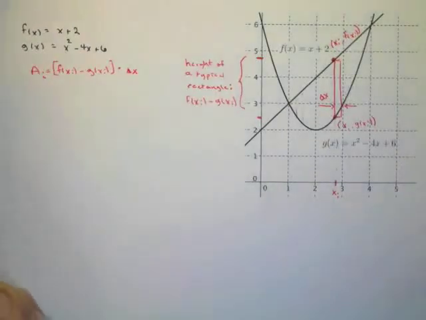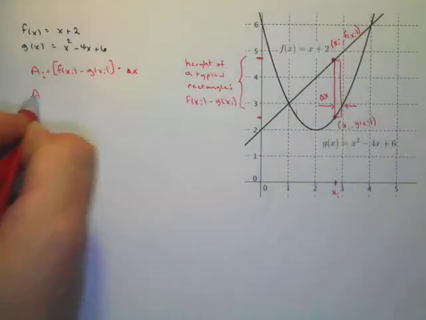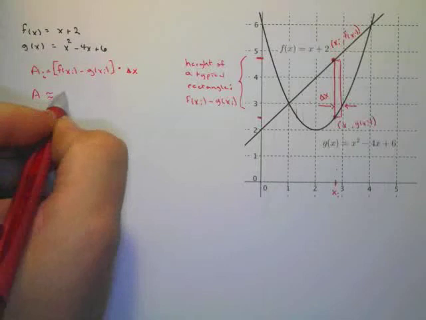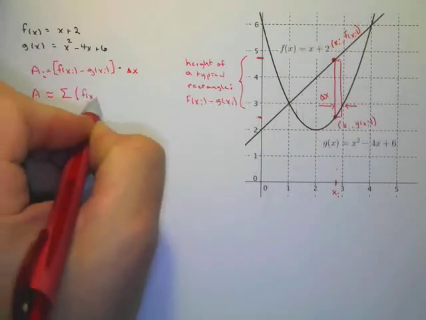And if we can find the area of one rectangle, then certainly we can find the area of all of the rectangles that we could draw in that region and add them up. And that sum would look like this.